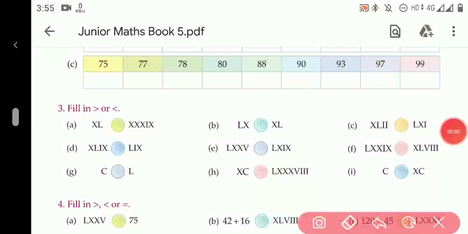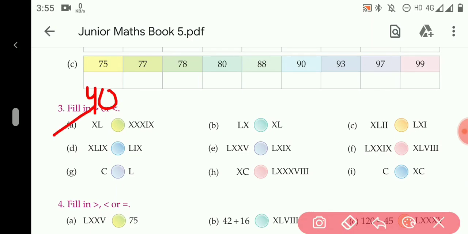Question number 3, fill in less than or greater than. This is very simple. In this question, first you have to find out the value of the Roman numerals. Then we will see which one is greater. We will put the sign. A part, XL is 40. XXXIX is written as 39. So which one is greater? 40 is greater. So we will put the sign towards XL.